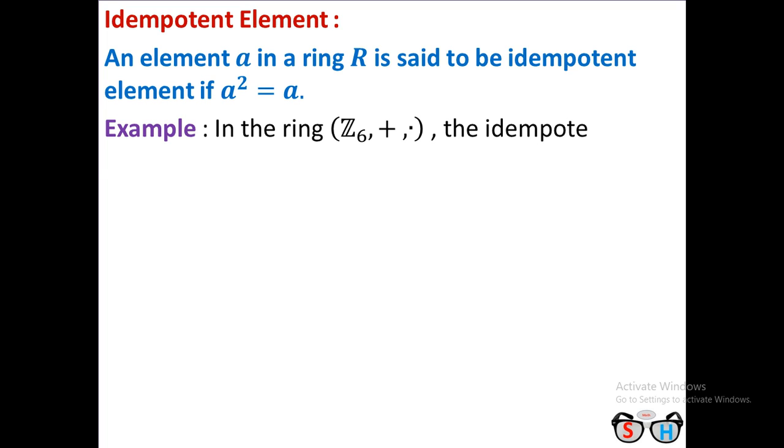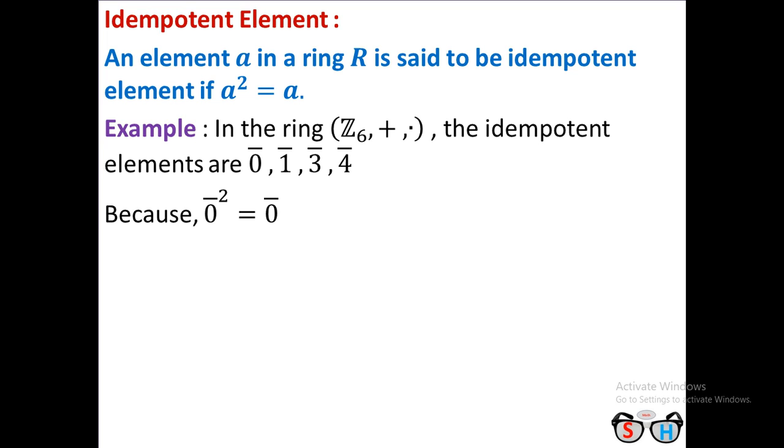Here the idempotent elements are 0 bar, 1 bar, 3 bar and 4 bar. Why? Just calculate. 0 bar square means 0 bar. 1 bar square means 1 bar. But if you calculate 2 bar square, it means 4 bar, but 4 bar is not equal to 2 bar. Therefore 2 bar is not an idempotent element in the ring.